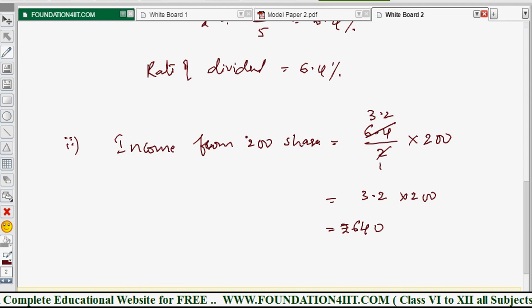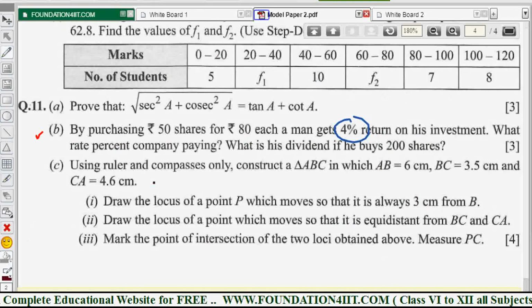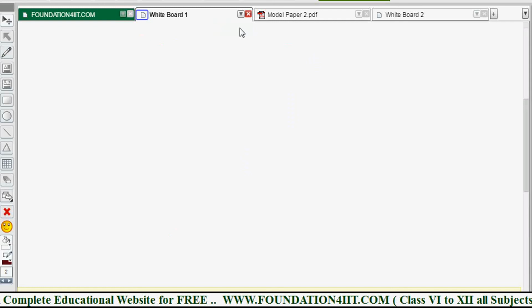So we can solve it in this way. And if you see this last one, this is the locus. Using ruler and compass only, construct triangle ABC first. AB 6 cm, BC 3.5 and CA 4.6. From the same channel, I already made some videos on these constructions, so you can go through the geometrical constructions and find out how to construct a triangle. Here I will just say roughly, not constructing each and everything now. So we need to construct the triangle first. You can see the construction videos from the same channel.